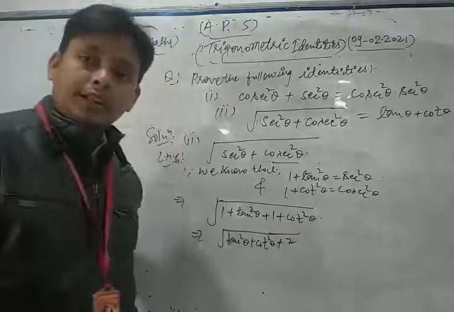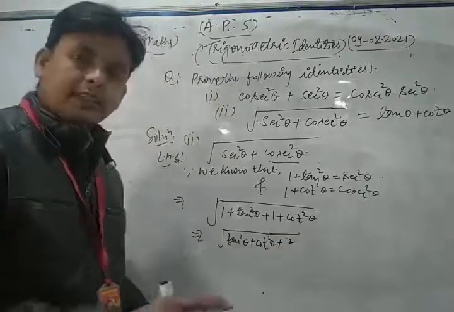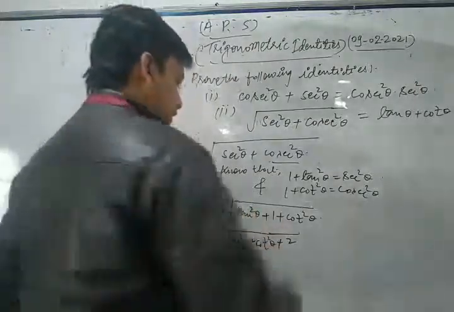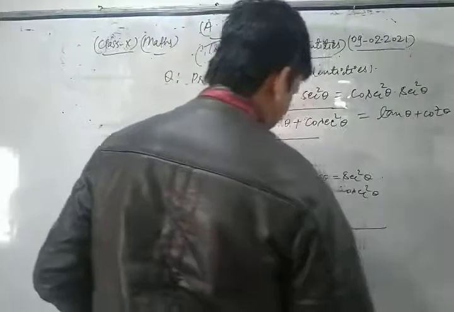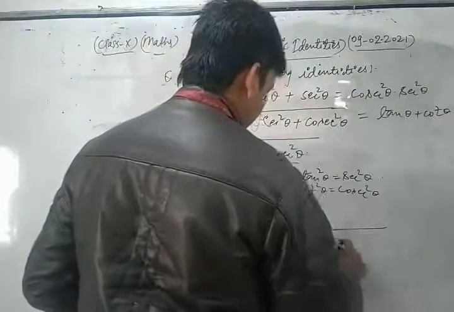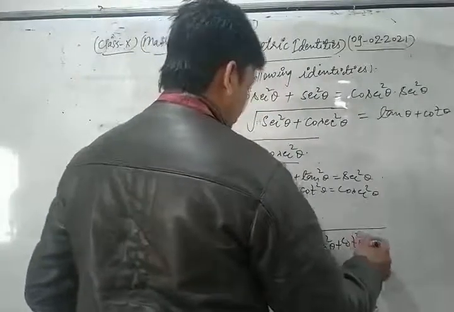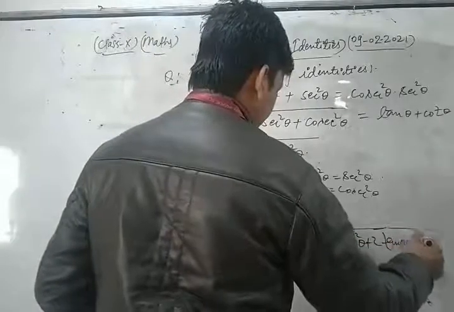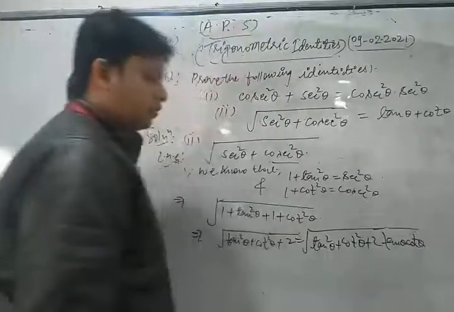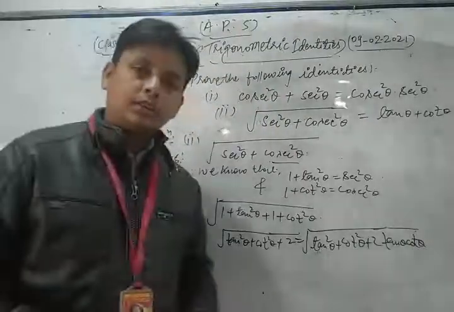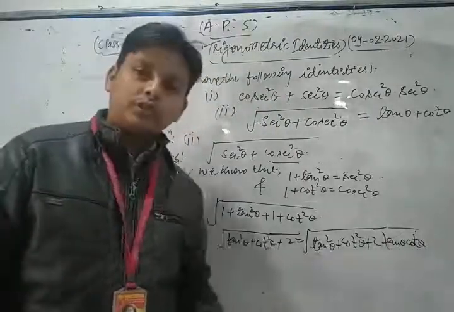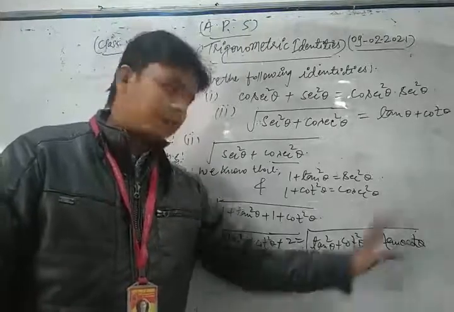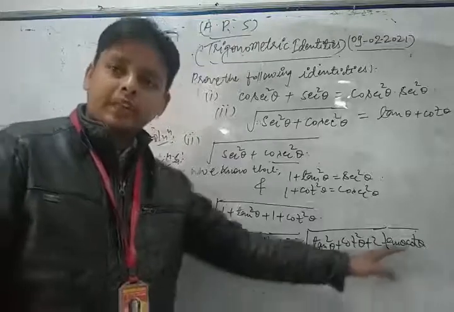plus 1, that is 2. And we know that the product of tan theta into cot theta is 1. So we write it in this form: tan square theta plus cot square theta plus 2 tan theta into cot theta. Because tan is 1 upon cot, the cot cancel each other, so we get 2. So we can write it this way.